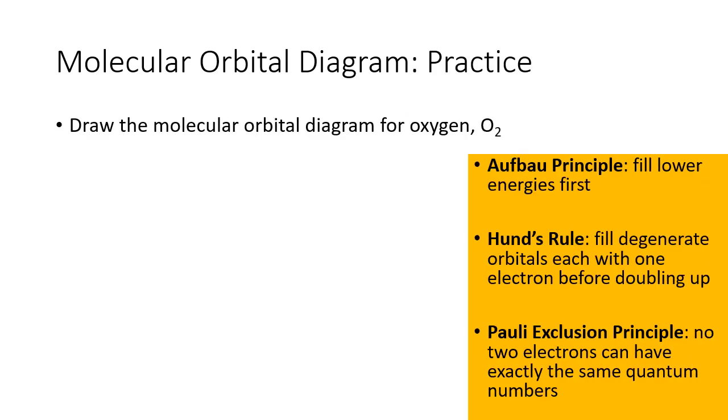Now, let's get some practice. I'd like you to draw the molecular orbital diagram for oxygen. And remember to fill your molecular orbitals using the Aufbau principle, Hund's rule, and the Pauli exclusion principle. So take a pause and do the thing.